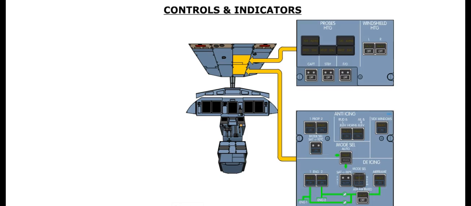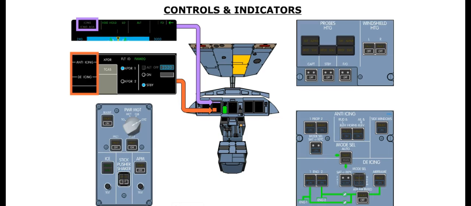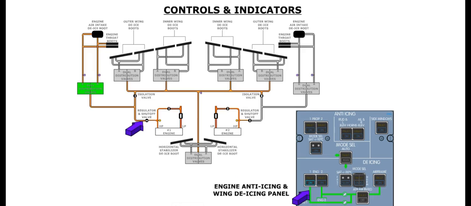The controls and indicators for the ice and rain protection system are located on the overhead panel and the flight instrument panel. The anti-icing panel and probes heating and windshield heating panels are located on the overhead. There is an icing AOA push button on the center instrument panel. In addition, icing information is displayed in the top portion of the primary flight display or PFD, as well as the memo section of the multifunction display, or MFD. The de-icing panel has schematic lines that mimic the general layout of the pneumatic portion of the ice protection system.